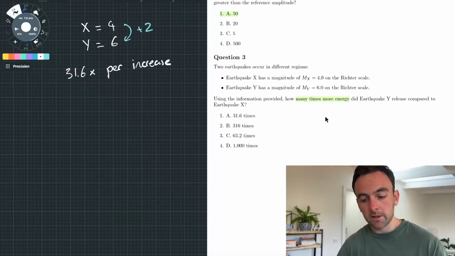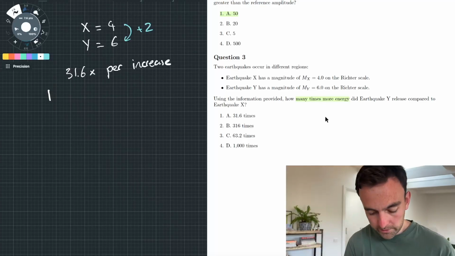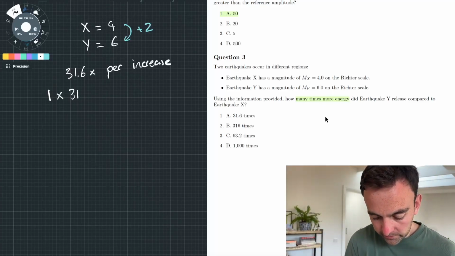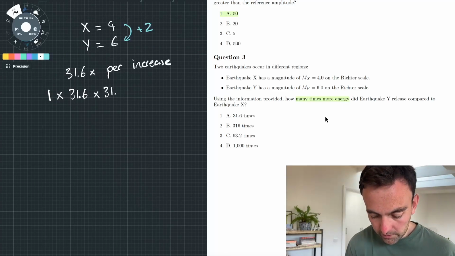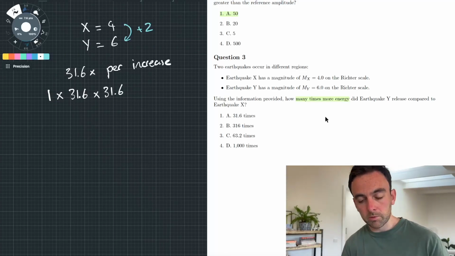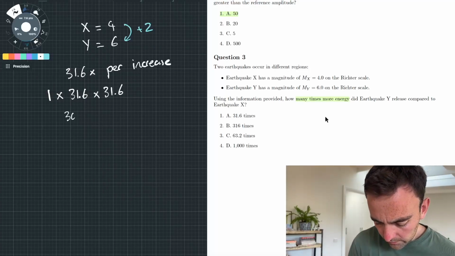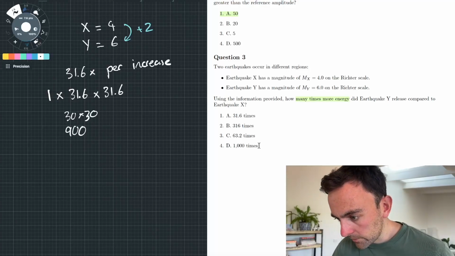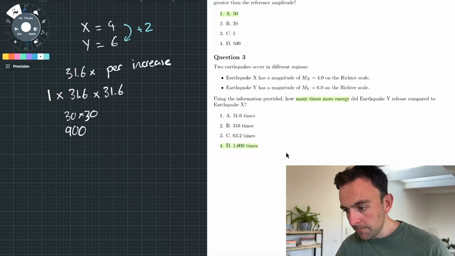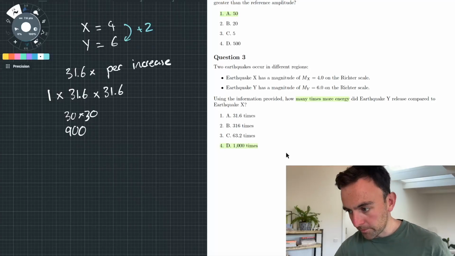So that would mean you get, let's say you start at 1. If you increased 1 on the Richter scale, it'd be times 31.6. And if you increased another time, you'd also times that by 31.6. So it's 31.6 times 31.6, which is basically 30 times 30, which is 900. So I would say that this answer would be D, answer 4, or D. I've got both of them in there.